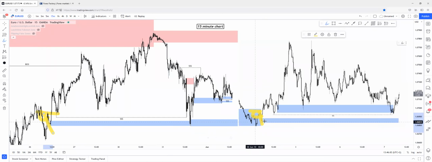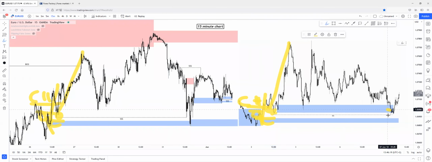Reaction. Demand. Huge inefficient movement to the upside. Flip of the supply zone. Change of character, huge cancellation to the upside. First liquidity here, second liquidity here. Pullback of the huge movement.